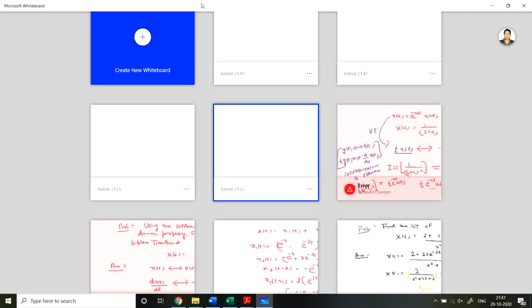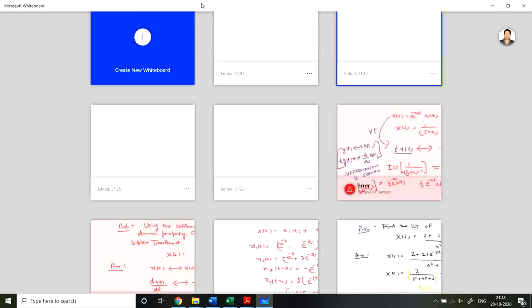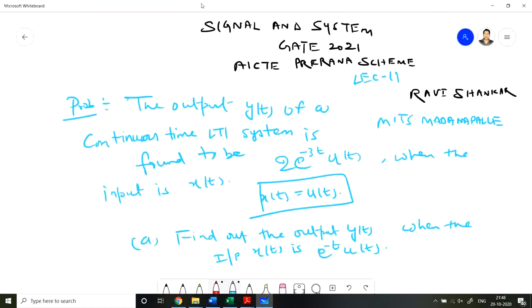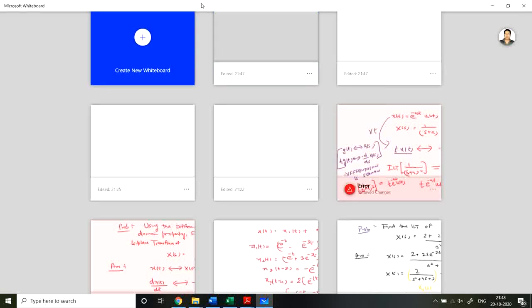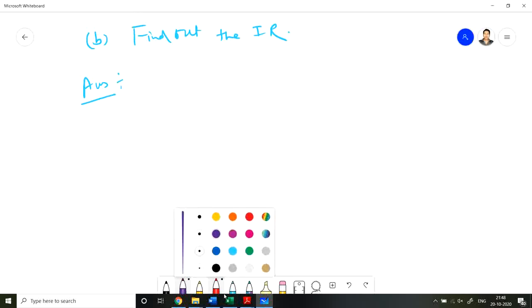So what is part a? Part a is to find out the output y(t) when the input x(t) is e raised to the power minus t into u(t), and part b is find out the impulse response of the system. So let us solve this problem. Basically we have to solve part b first. First we will find out the impulse response of the system.